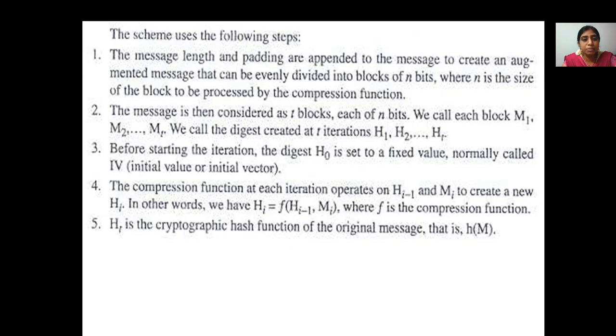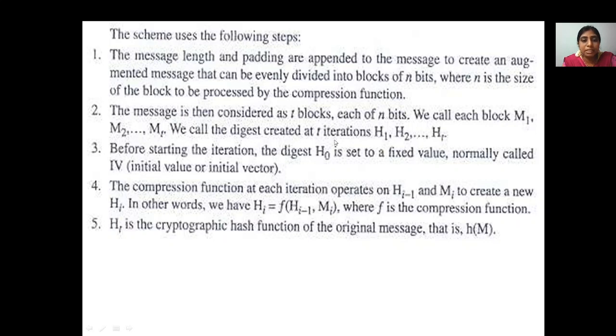So let us see the steps related to the scheme. The first step is that the message length and the padding are appended to the message to create the augmented message that can be evenly divided into n blocks, where n is the size of the block processed by the compression function. The next step is that the message is considered as T blocks, each having n bits. We call each block M1, M2 till MT.